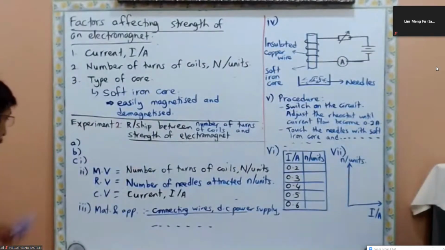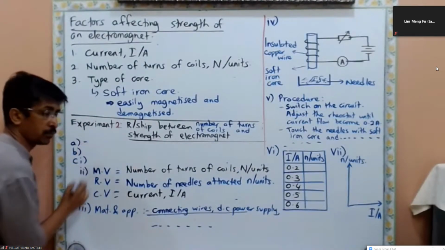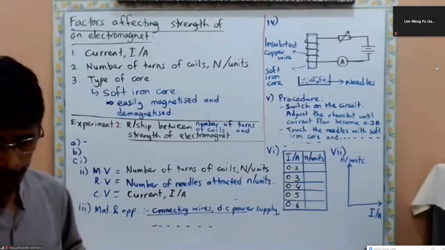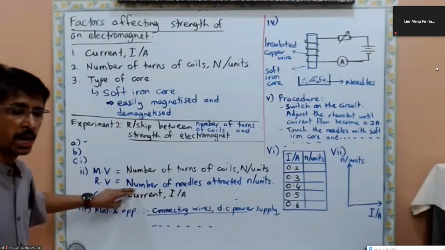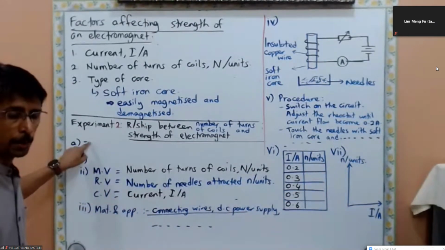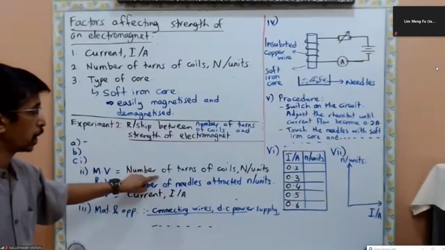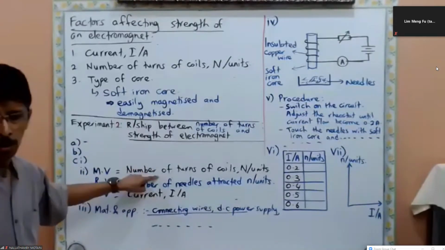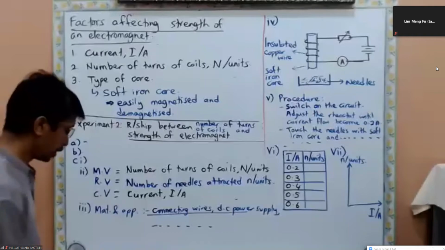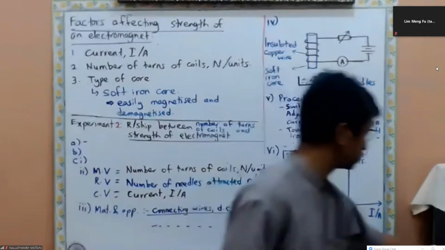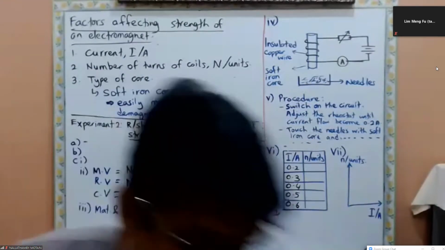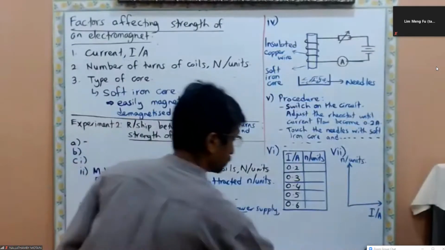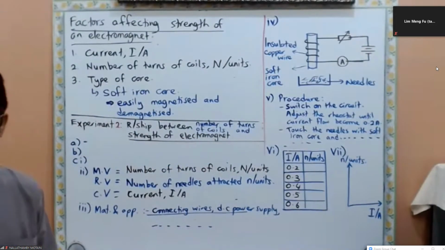So, okay, let's write the first one, inference. It's very simple. Number of needles attracted depends on number of turns of coils.